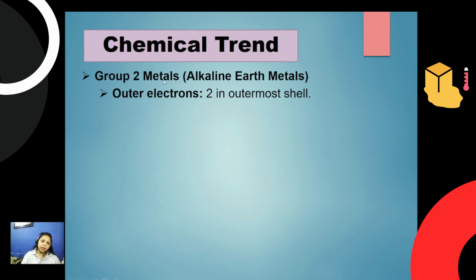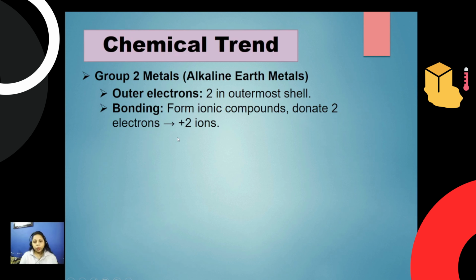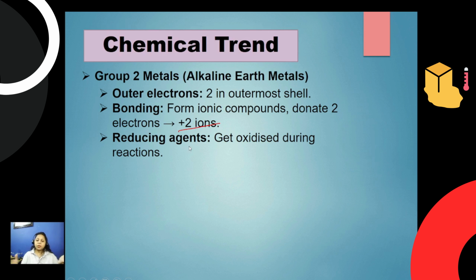If we talk about the chemical trend, there are two outermost electrons as it belongs to group number 2. So it can form a dipositive ion with a plus 2 charge. And it acts as a reducing agent because it's giving electrons to someone. So how do we define a reducing agent? A reducing agent is something that reduces others, not itself, but oxidizes itself. And how do we define oxidation and reduction in terms of electrons? Reduction is addition of electrons, while oxidation is removal of electrons.